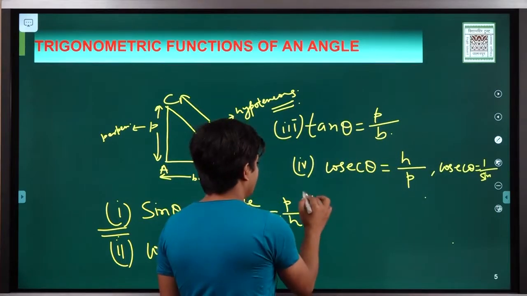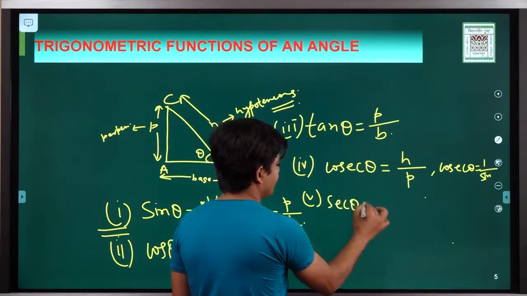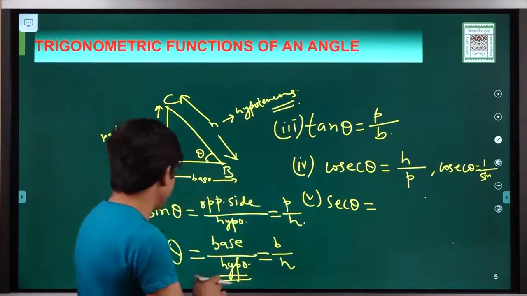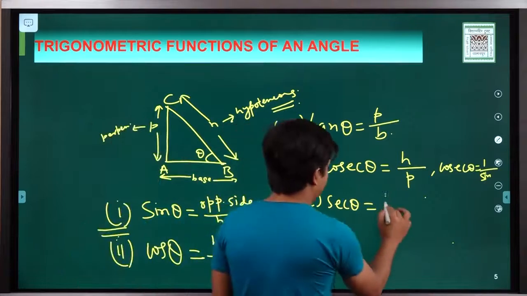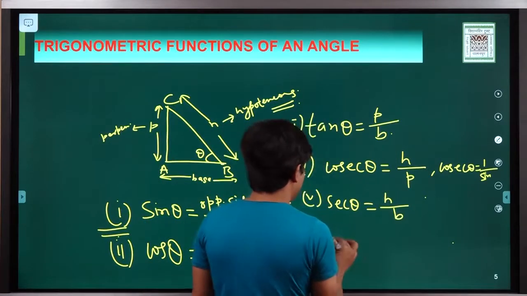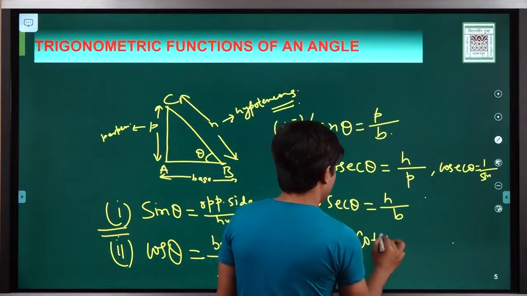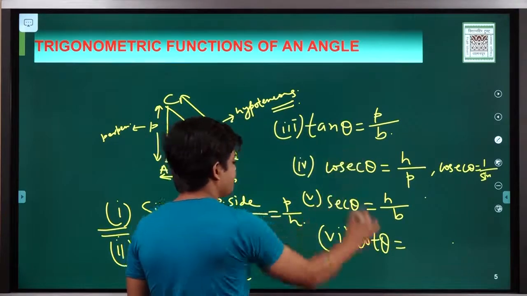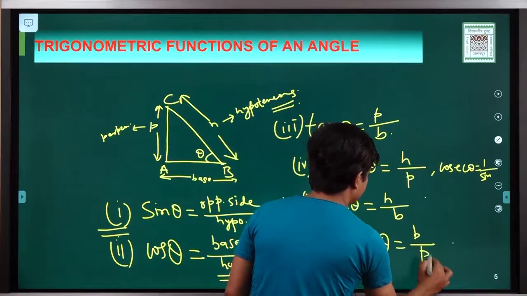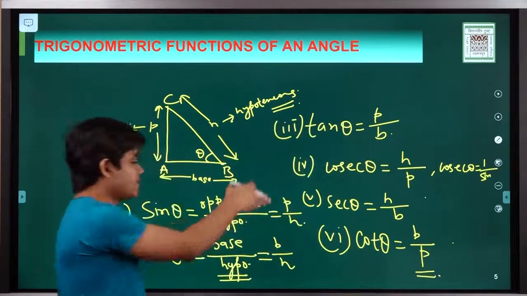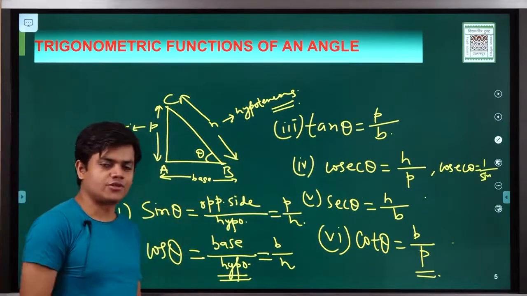And the fifth is sec theta. So sec theta will be the reciprocal of cos theta. It will become H by B. And the sixth is cot theta. So cot theta will become B by P. Okay, so there are these 6 trigonometric ratios.